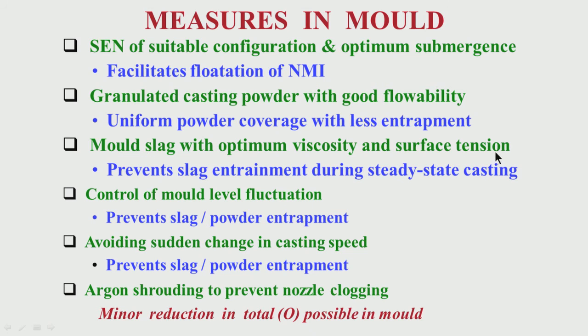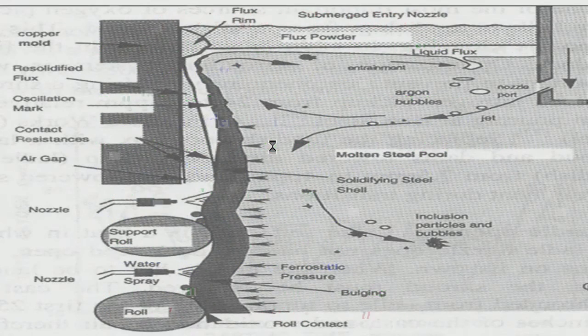So, the surface tension, interfacial tension is important, the viscosity is important, so that even if there is some turbulence, this slag should not get entrained, number 1. Number 2, this slag for getting good lubrication should get inside this. That means the slag should come down. So, viscosity plays an important role here.